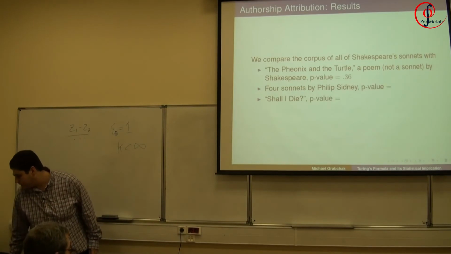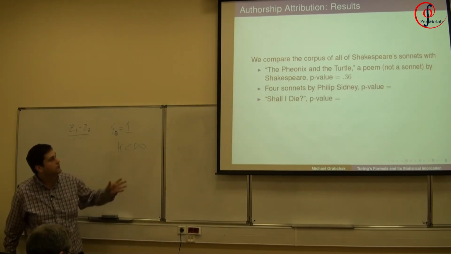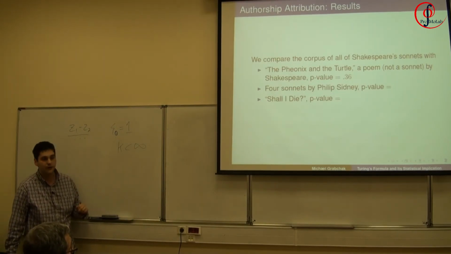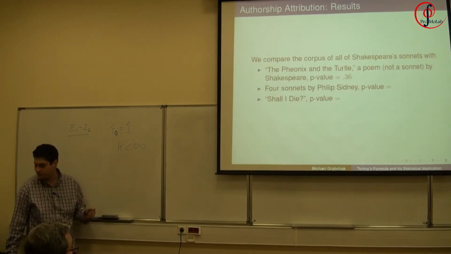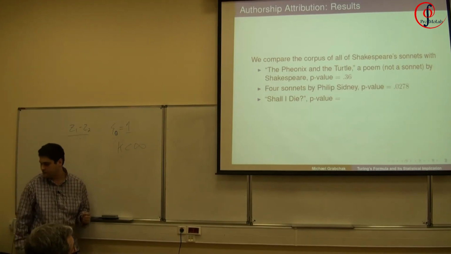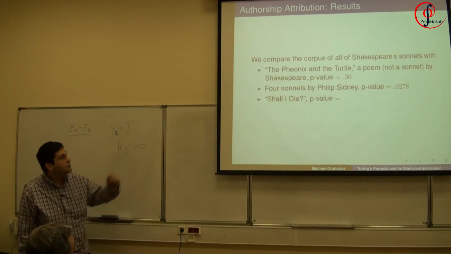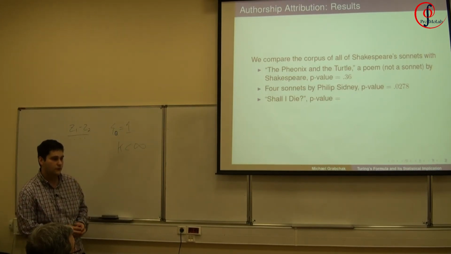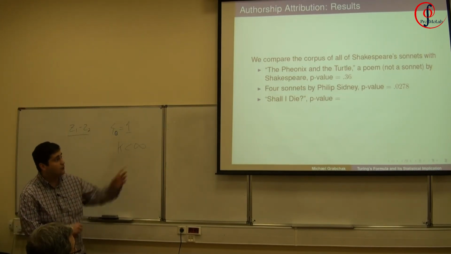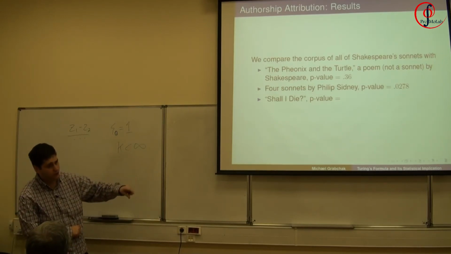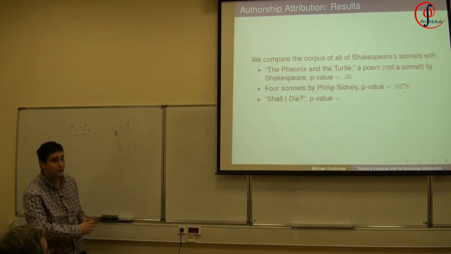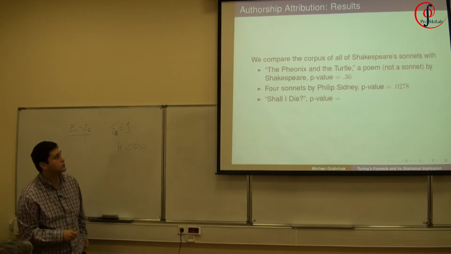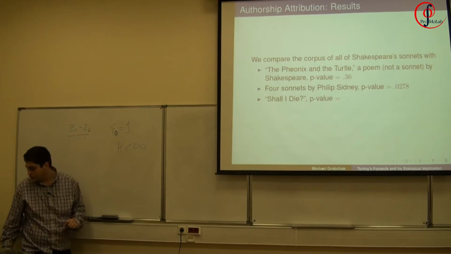So here's what we found. For The Phoenix and the Turtle, the p-value was 0.36, which is good. It means we can't reject, and of course we know that's written by Shakespeare. For the 4 sonnets by Philip Sidney, we found a p-value of 0.02. So the entropy of Sidney is smaller, well, this is the p-value. I don't remember if it was smaller or larger, but it was quite far away from the entropy we saw with Shakespeare. And then finally, for Shall I Die?